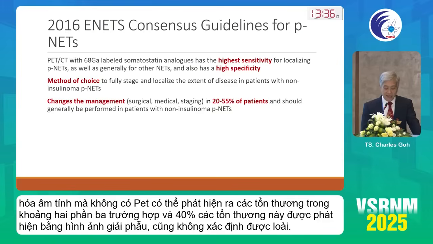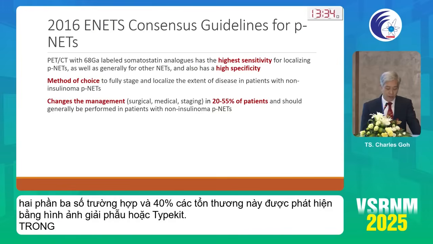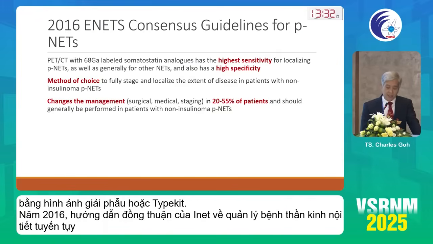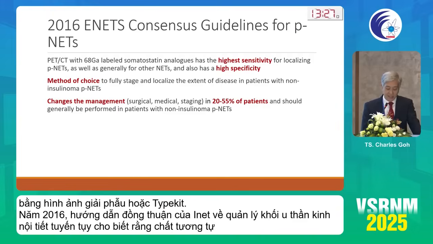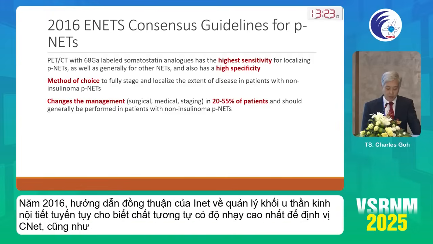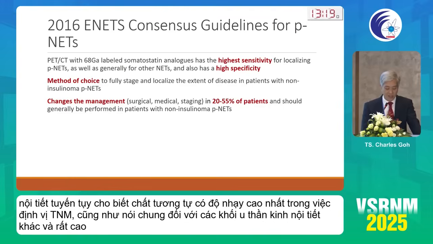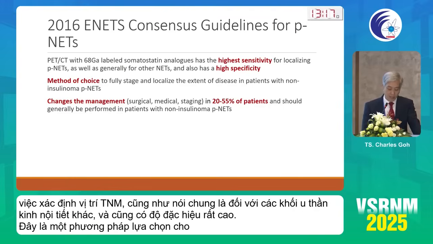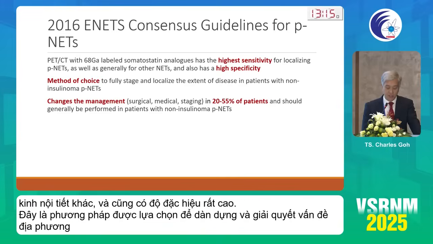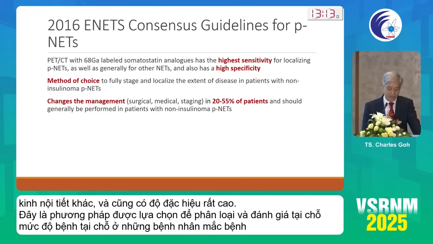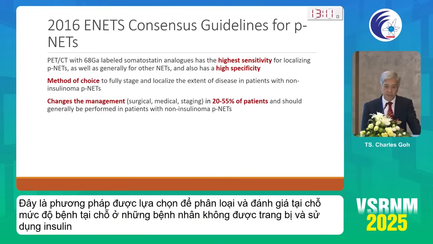ENETS's consensus guideline on pancreatic neuroendocrine tumors said that PET-CT with somatostatin analogs has the highest sensitivity for localizing PNETs, as well as generally for other neuroendocrine tumors, and also very high specificity. It is the method of choice for staging and assessing the local extent of disease in patients with non-insulinoma PNETs, and frequently results in change in management in up to 50% of patients.